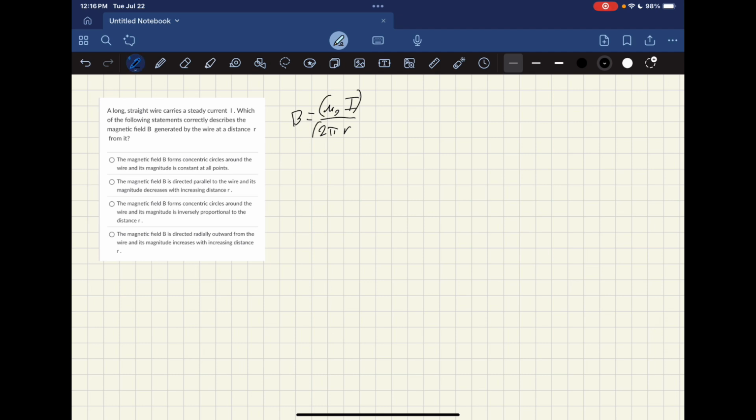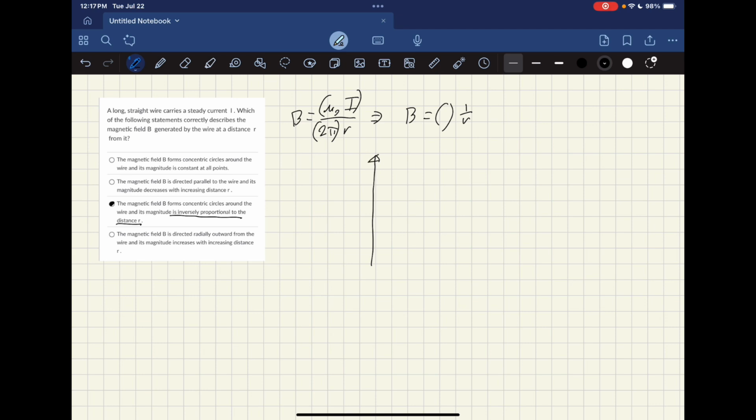If you were to ignore all of this, you would see that B equals all of that stuff, so I'm just going to draw some parentheses, times 1 over r. So we see that B is inversely proportional to r. The only one that satisfies that is option 3 here, so we know this is correct, but it also says that the magnetic field forms concentric circles around the wire. And I'd like to show you how that happens.